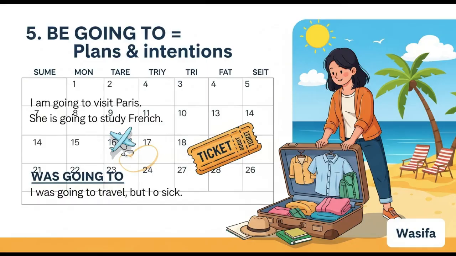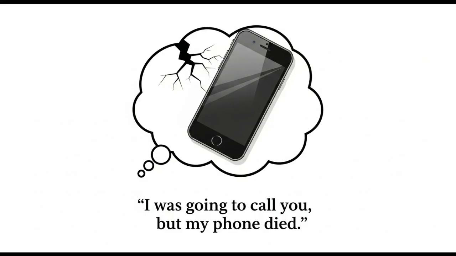5. Be going to. Future plans. You know will, but be going to is often used for plans you have already made. Example, I am going to buy a new car next week. Because this starts with the verb to be, you must conjugate am, is, or are. Third person, she is going to visit her grandmother. Negative, we aren't going to wait for him any longer.